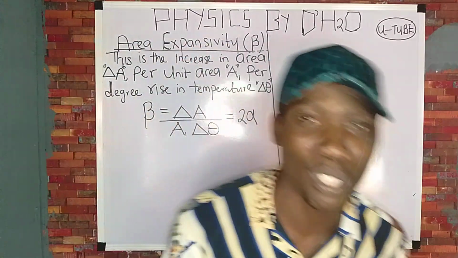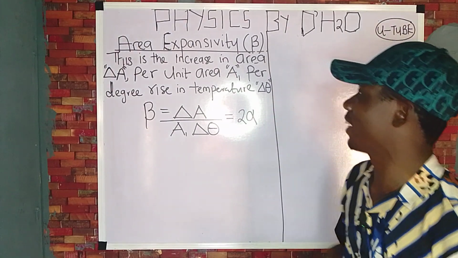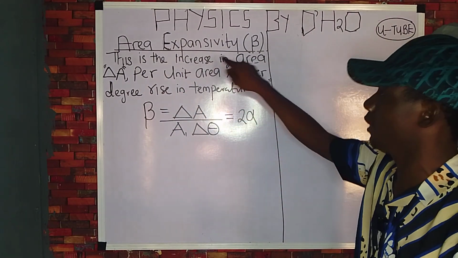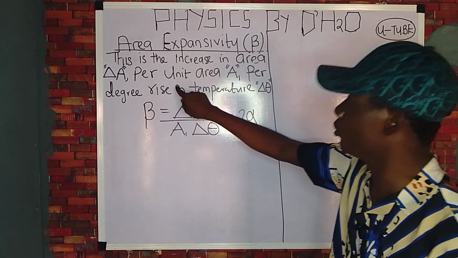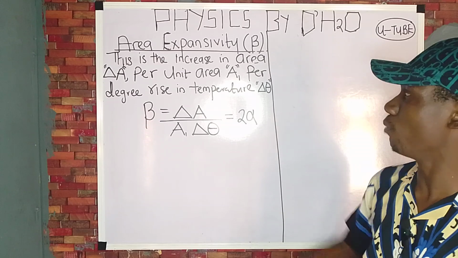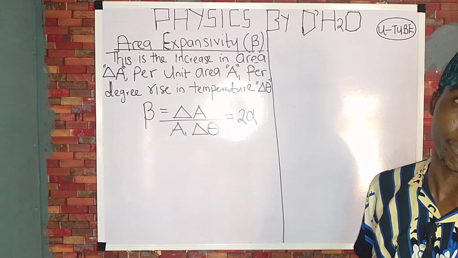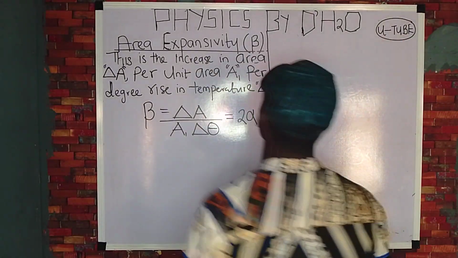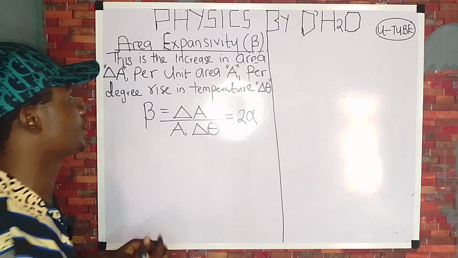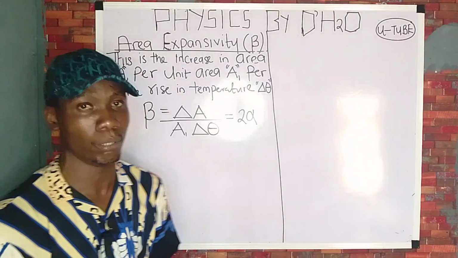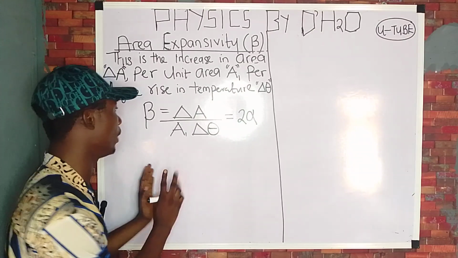Okay, so area expansivity means the increase in area per unit area per degree rise in temperature. From the definition, you can coin the formula for area expansivity. First of all, the symbol for area expansivity is beta, as you can see on the board. It's a B-like symbol. Okay, now let's go to the formula.